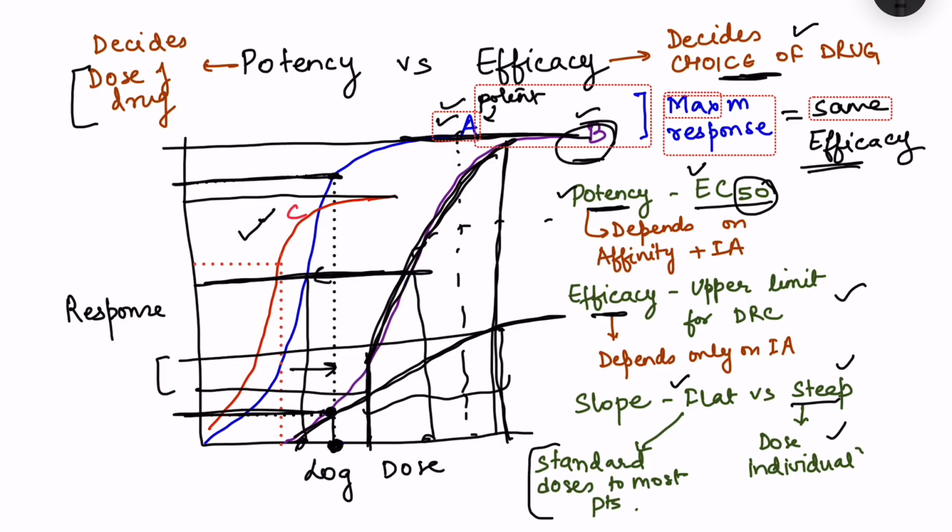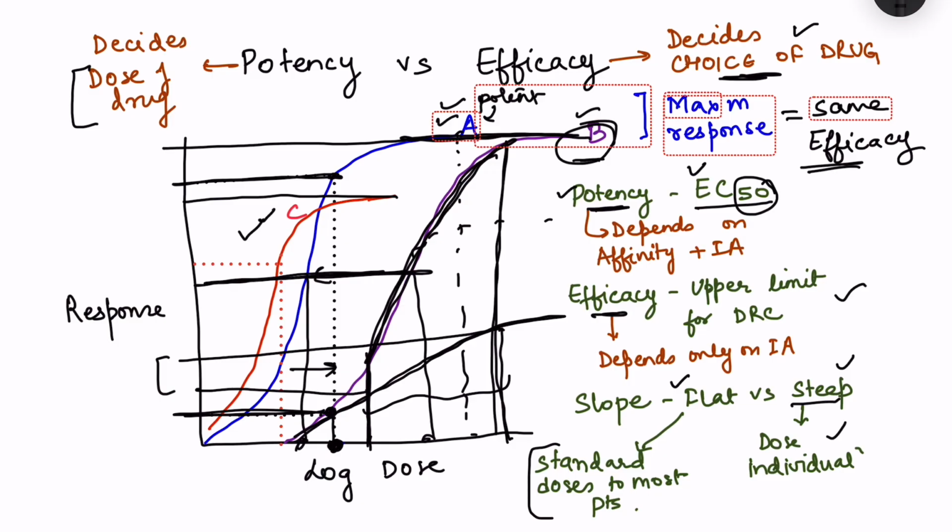So that was about the various components of the graph, that is potency, efficacy, slope. Potency decides the dose of the drug. More potent means lesser dose. Efficacy decides the choice of the drug. Okay, which condition, which drug to use. And slope will decide whether a standard dose has to be given or dose individualization has to be done.